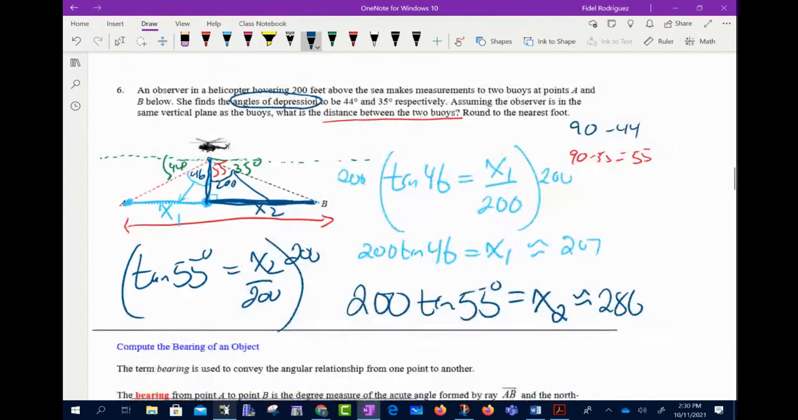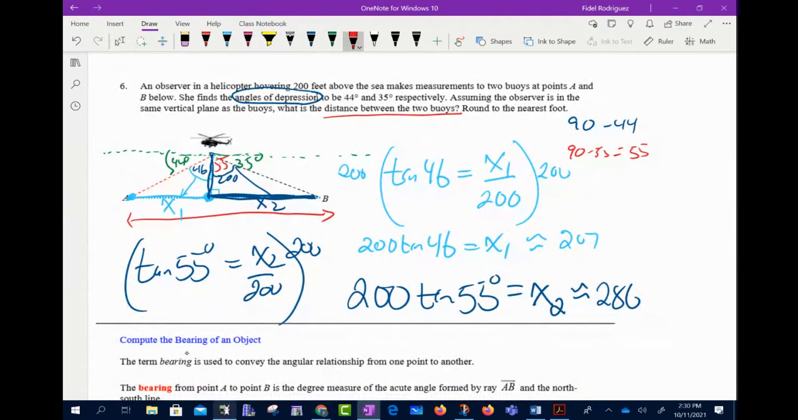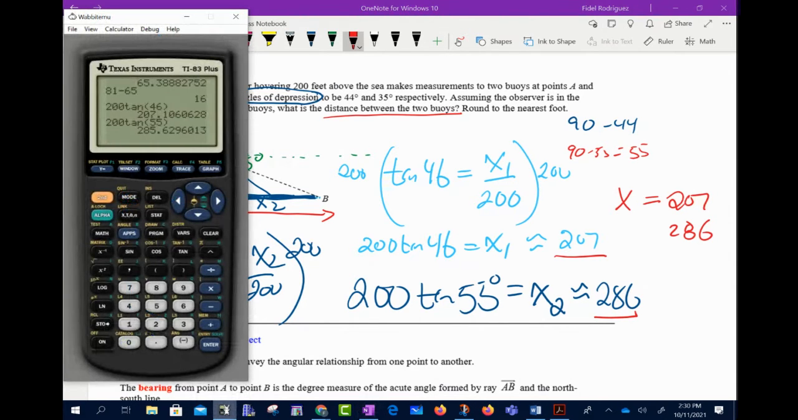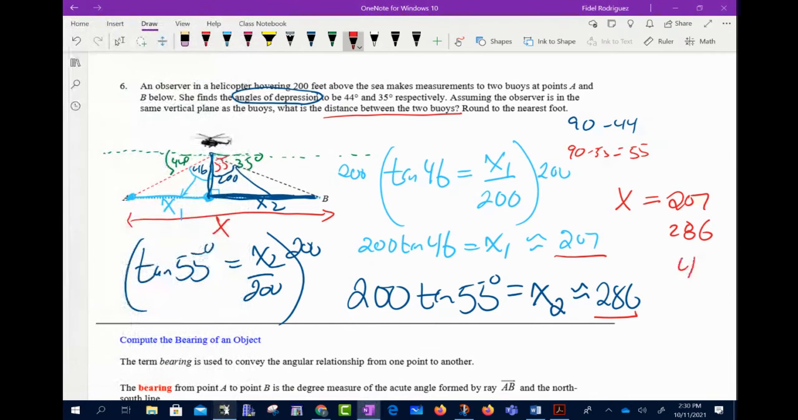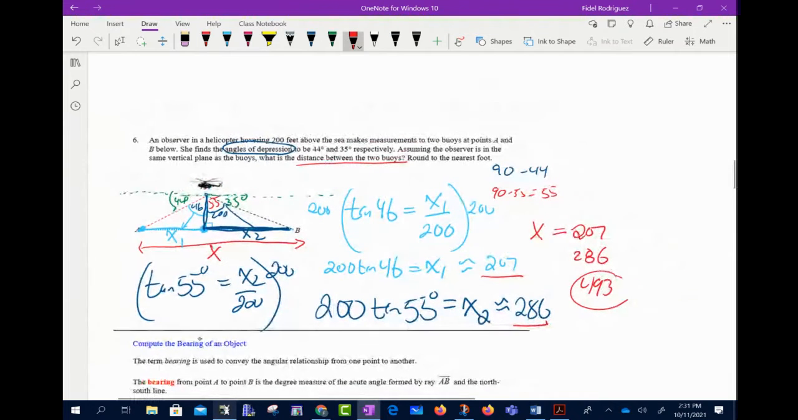Okay. And I'll tell you what, y'all. Why don't we call the distance in red, and not x1, because we already used x1, why don't we just call it x? So if we want to find that distance x, wouldn't we just take this number and add them together? And so 207 plus 286 was how much? 493? And I think this is in feet, so we'll put feet.